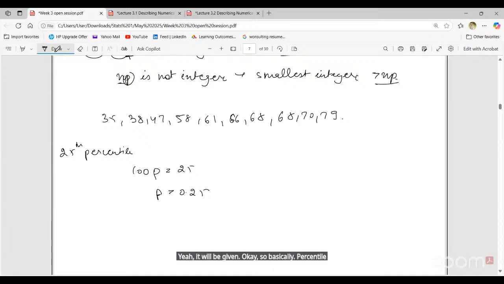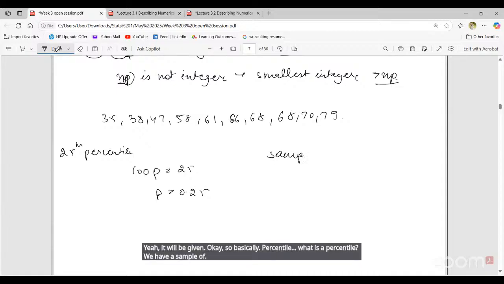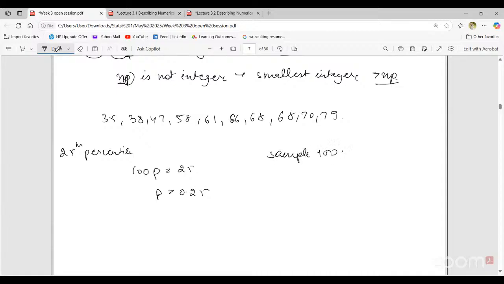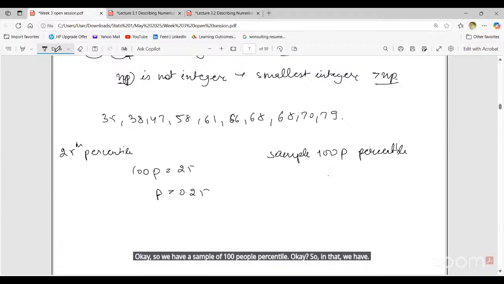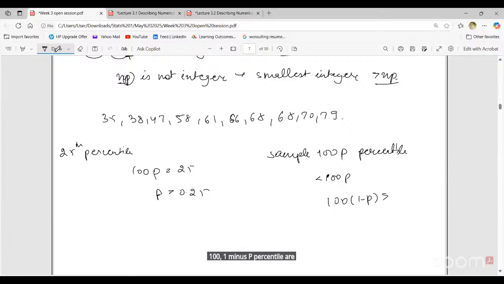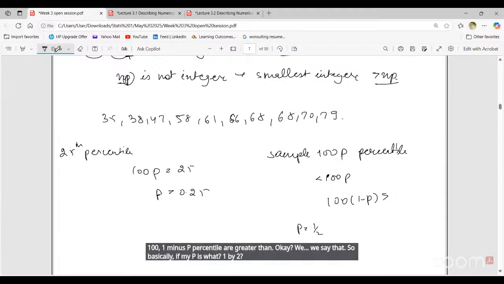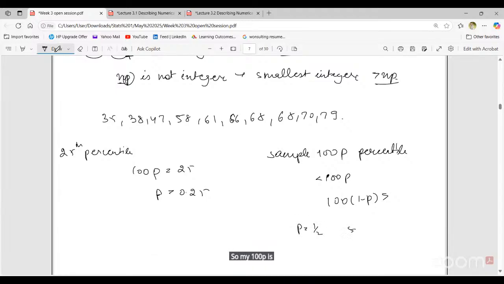Okay, basically, what is a percentile? Ma'am, please repeat. We have a sample of 100p percentile. In that, 100p percent of values are less than that, and 100 times 1 minus p percent are greater than that. So if my p is 1 by 2, my 100p is the 50th percentile.